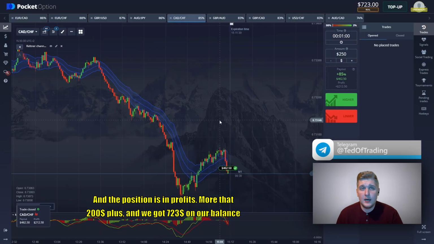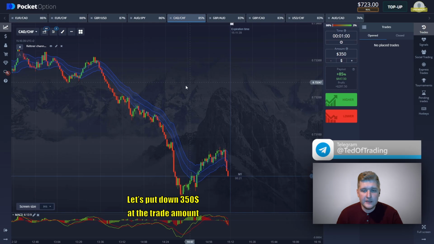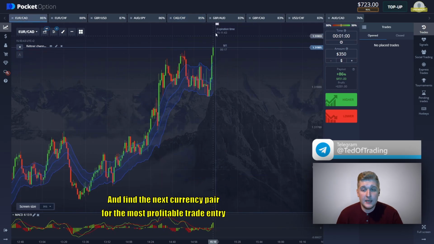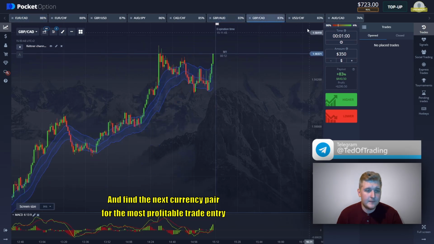More than $200, and we have $723 on our balance. Let's put down $350 as the trade amount and find the next currency pair for the most profitable trade entry.